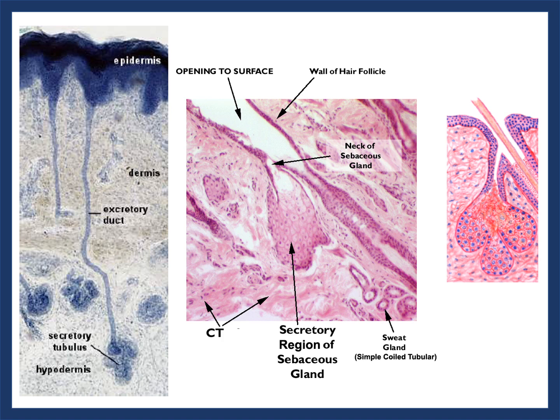If you look at the image in the middle, you can see the secretory region of the sebaceous gland a little bit better. You can see those cells, and you can see the neck of that sebaceous gland and the opening to the surface. The image over to the right is showing a more clear image with the hair follicles still in place, but you can see that secretory region of the sebaceous gland with those simple columnar epithelial cells, and you can see that neck of the sebaceous gland leading to that opening.